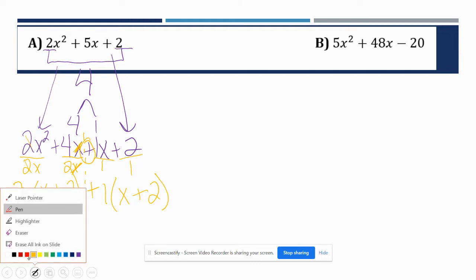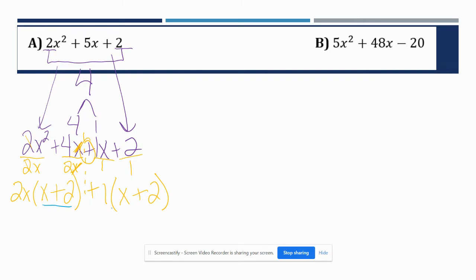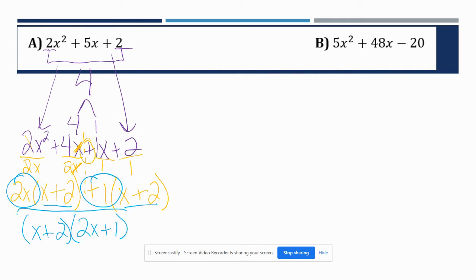At this point, we check our parentheses and say, do they match? Which they do. They are exactly the same. One of our factors then is x plus 2. Our second factor is the stuff that we pulled out, 2x plus 1. And that is factored form.